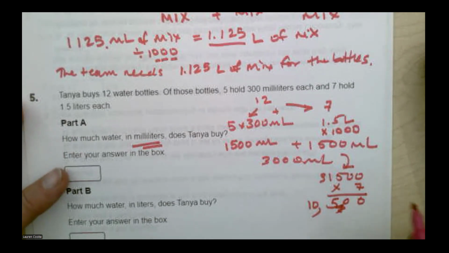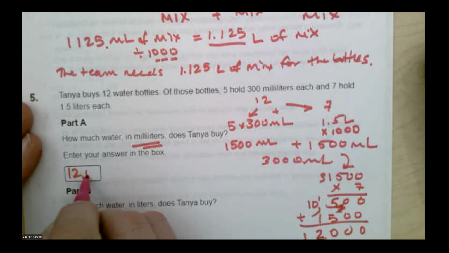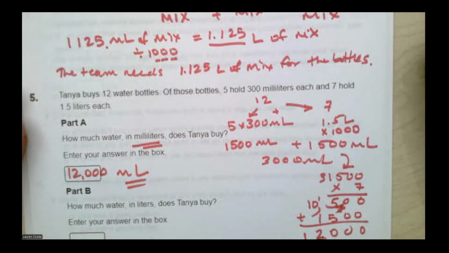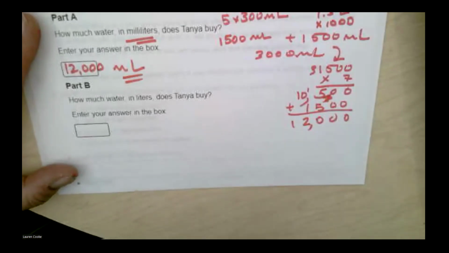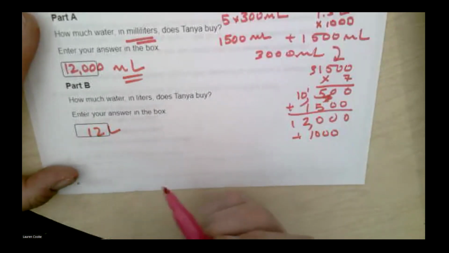10,500 plus the 1,500 is 12,000. Okay. So she buys 12,000 milliliters. How much water in liters? Now I'm dividing that back up by 1,000 and I'm going to get 12 liters.